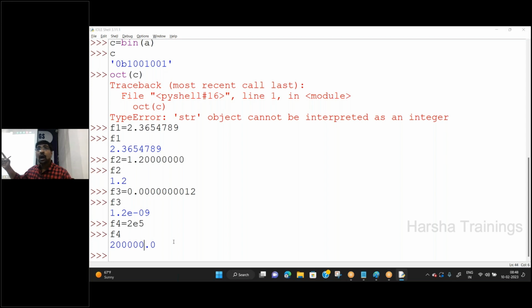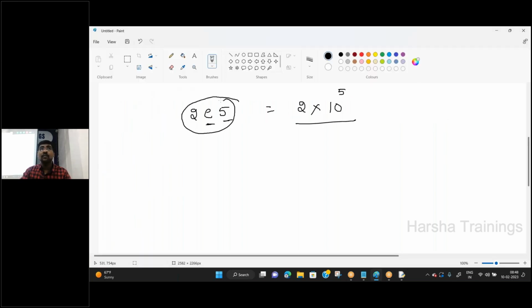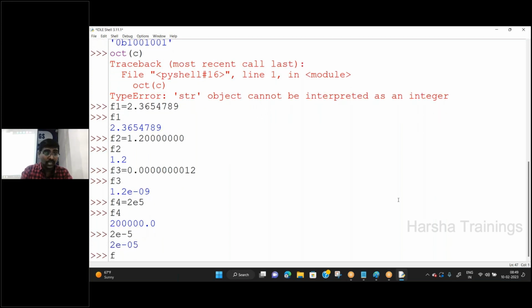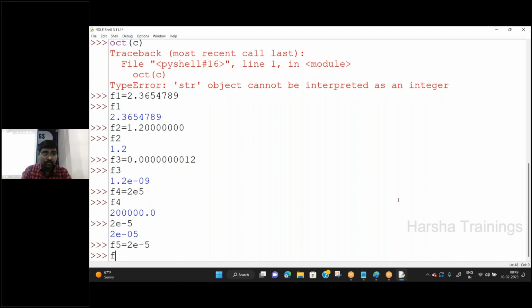Why 0.0? Always this is an exponential notation. Suppose 2e minus 5. What is the meaning? 2 into 10 power minus 5. 10 power minus 5 means 2 by 10 power 5. After the decimal point, we have zeros. Generally, you know the basic logic. That is mathematical notation. So here I am writing 2e minus 5. Sorry, I need to assign the value: F5 is equal to 2e minus 5.